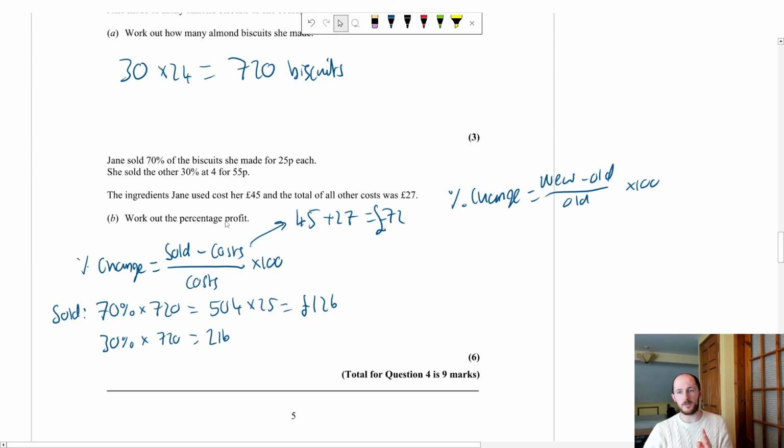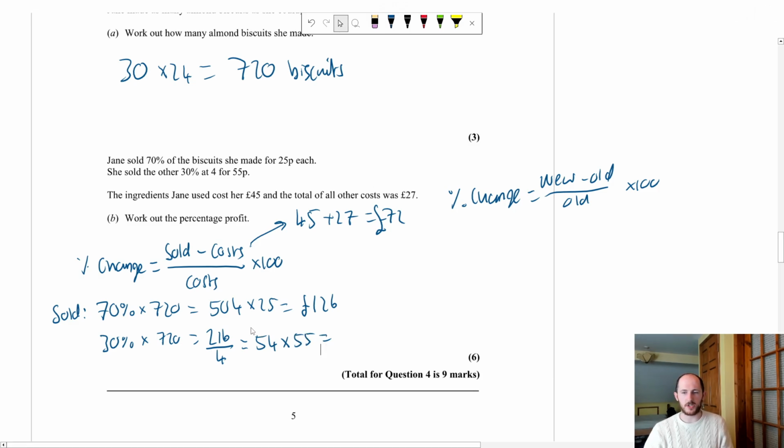So what I'm going to do is work out how many she sold, as in how many groups of 4 she sold. You can imagine it like she's put these biscuits into bags of 4, like you get at Greggs or something, right? So she's put them in bags of 4 and she sold the bags. So how many bags did she make? Divided by 4, which would be 54, and then times it by the 55p.